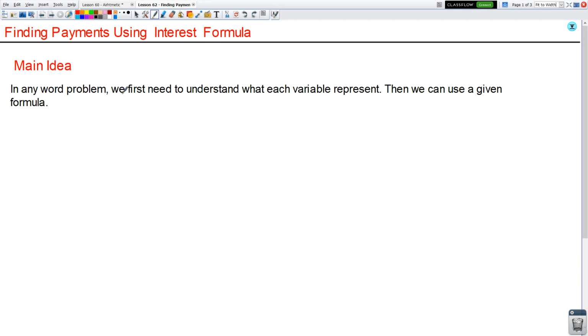In any word problem, we need to figure out what each variable stands for, because most likely that will give us a formula. And after we know what each variable stands for, we are going to try to find the value for those variables, and then we're going to plug them into the formula. Let's get started.